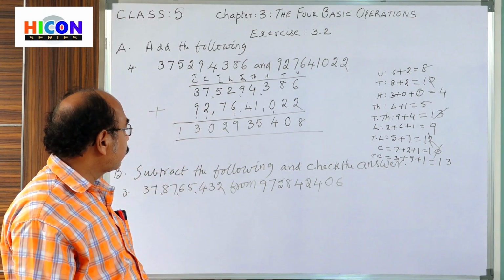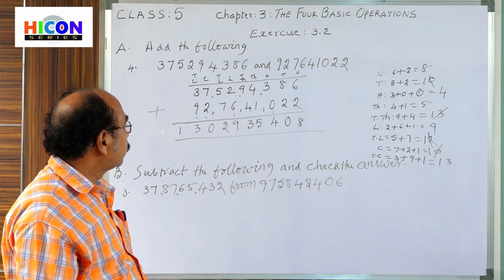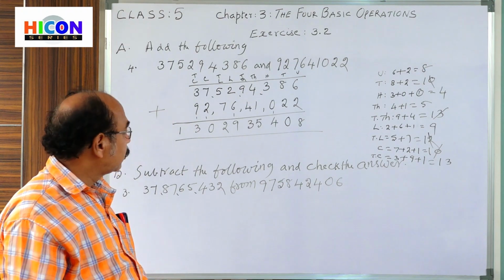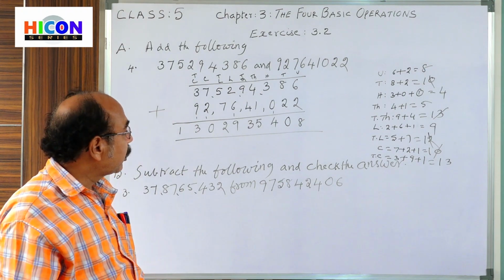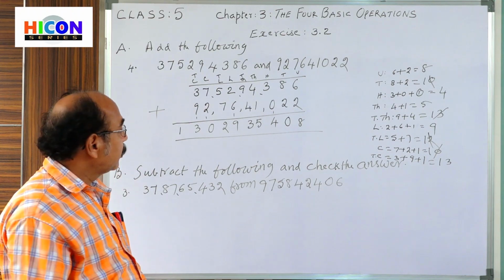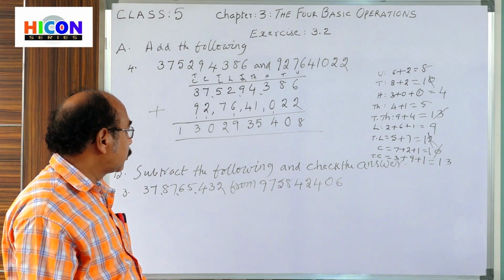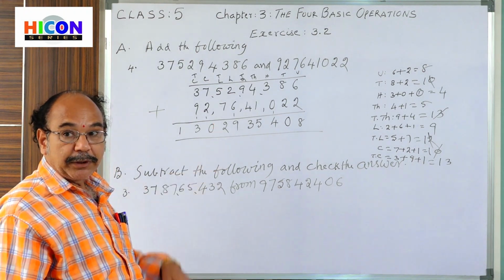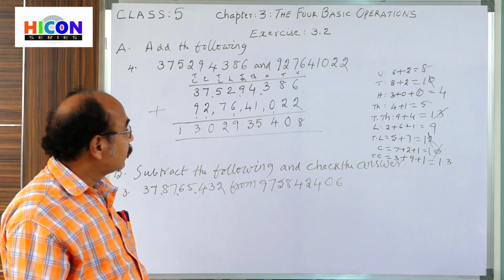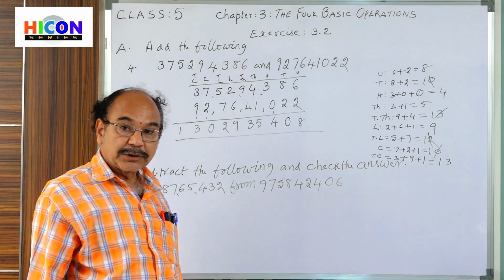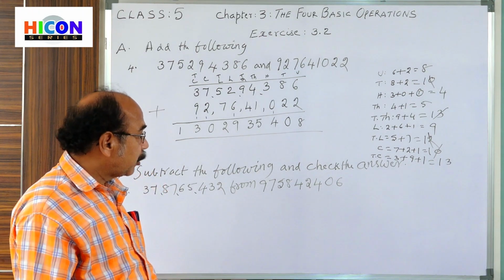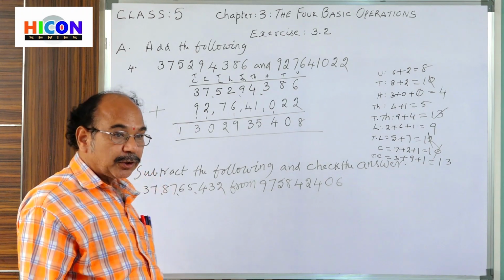So what do we say here? 130 crores, 29 lakhs, 35,408. This is the result, the sum of the two numbers. It's a very big number. That's why on the large numbers, we are practicing the addition part.